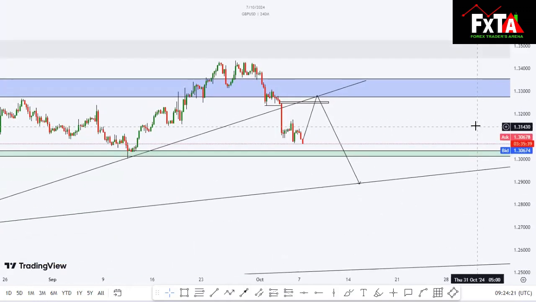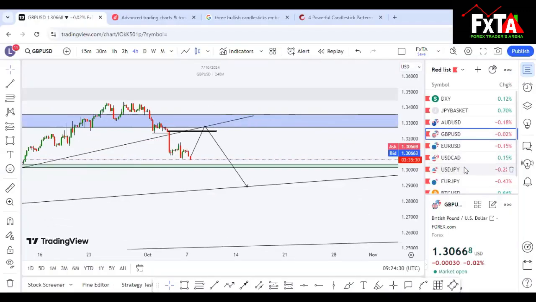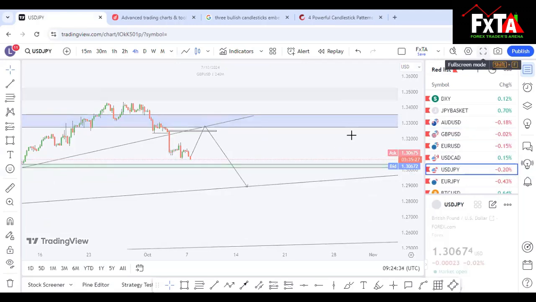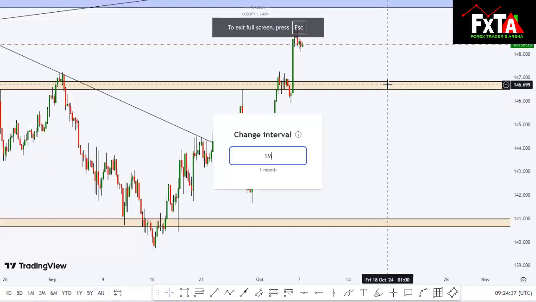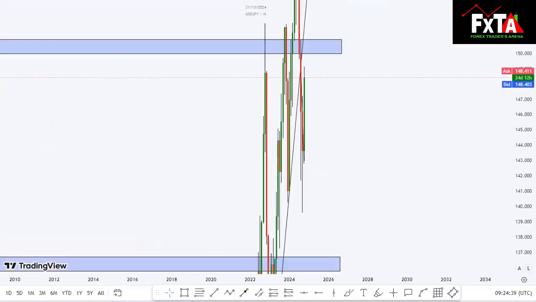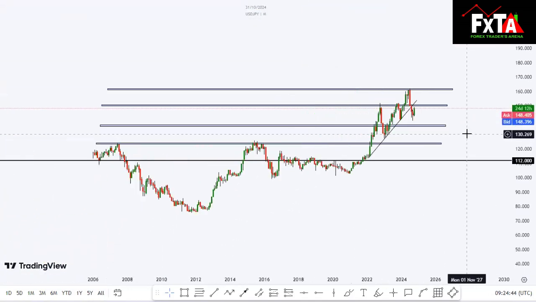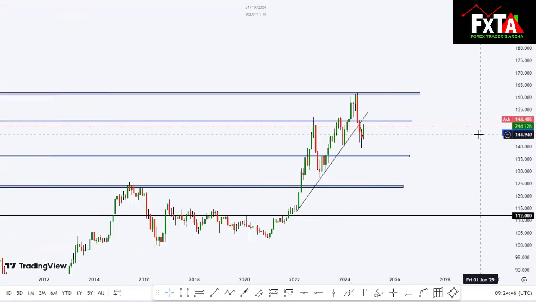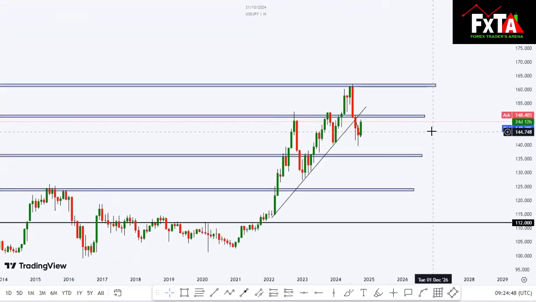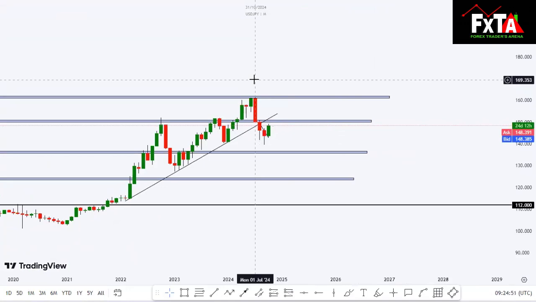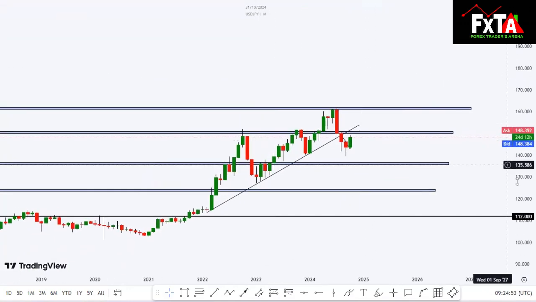The next trade that we're looking at this week is USD JPY. So let's now move on to USD JPY very quickly. All right, so this is USD JPY. As always, we start from the monthly time frame. Here we are on USD JPY, the United States dollar versus the Japanese yen.